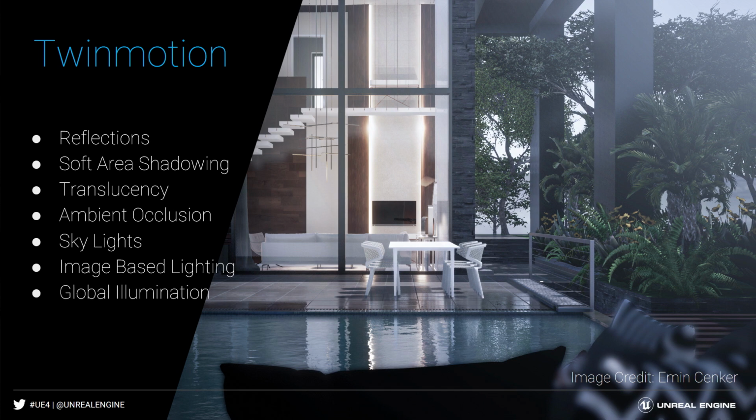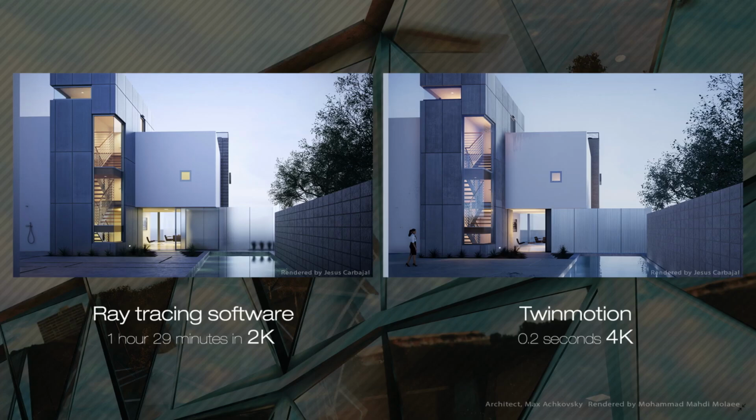And this slide here is interesting, just a comparison side by side. On the left, an offline rendering solution, a typical ray tracing software. There are a lot of amazing ray tracing software packages out there, and I certainly don't want to be negative about them. But the difference here: on the left, a ray tracing package, 1 hour and 29 minutes for a 2K render, and on the right-hand side, a 4K render right out of Twinmotion, right there in the viewport as you're working in context with it, 0.2 seconds.